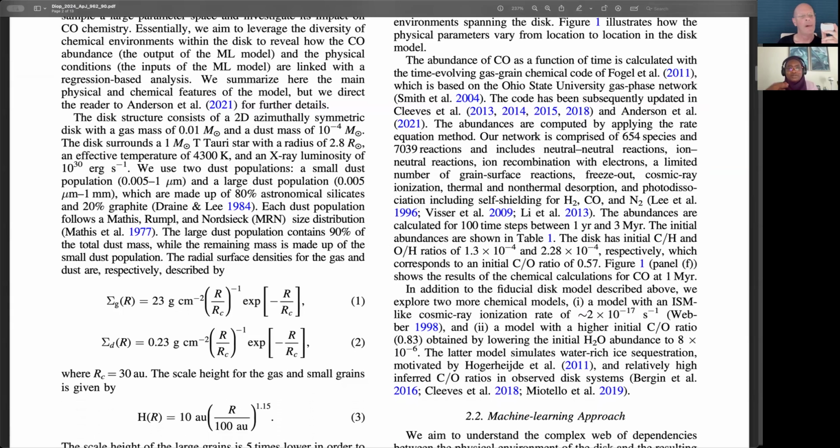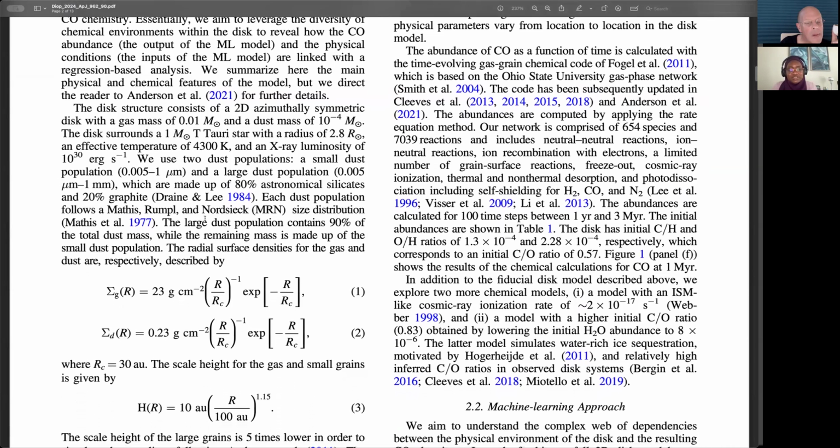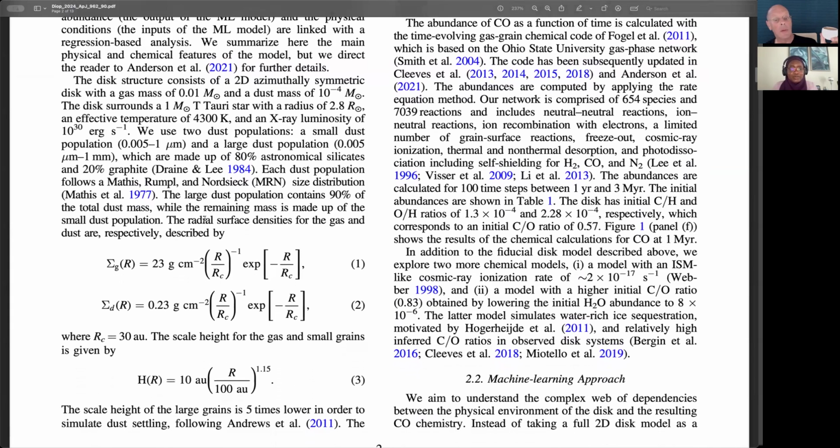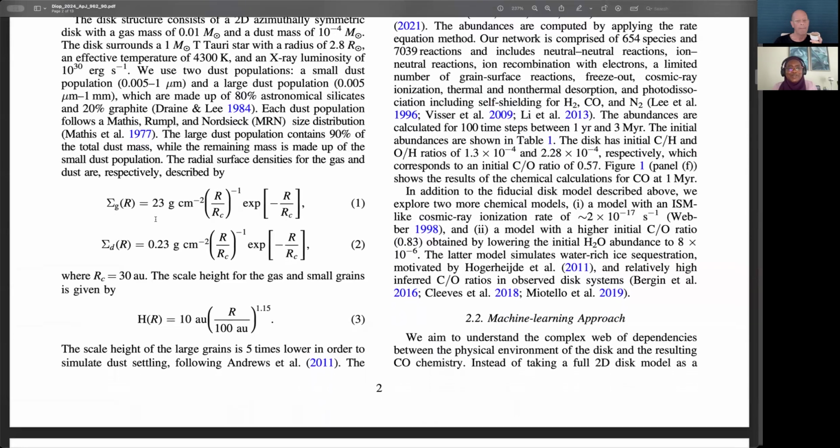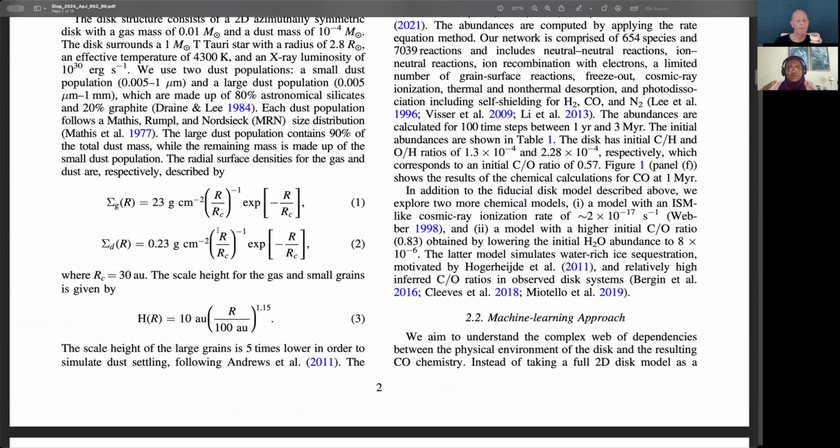And we also include some small dust and some large dust. We make sure to concentrate our large dust toward the midplane to simulate the dust settling that we typically observe in protoplanetary disks. Okay, so once we set up this structure, we run our first code in our modeling workflow.